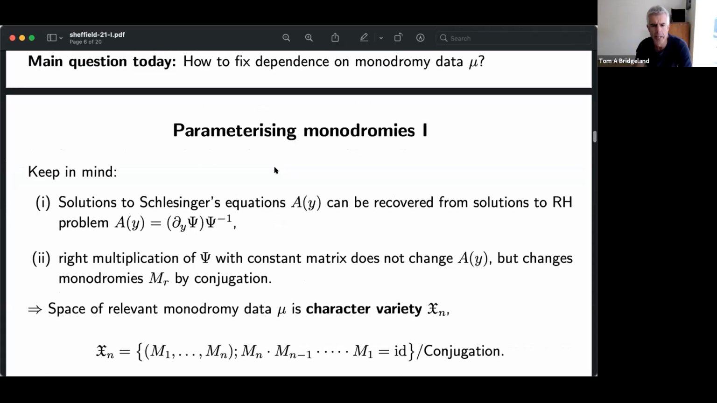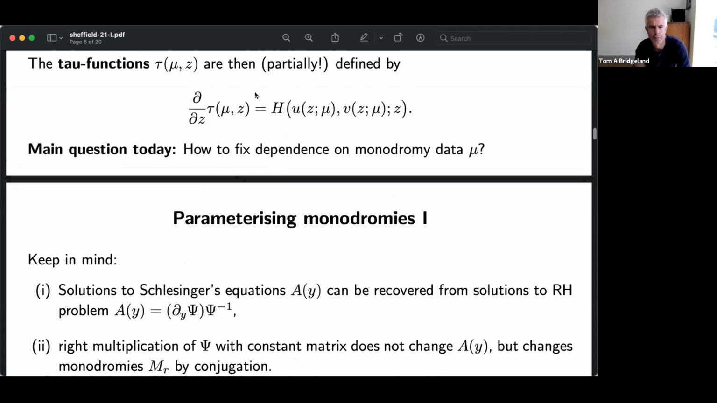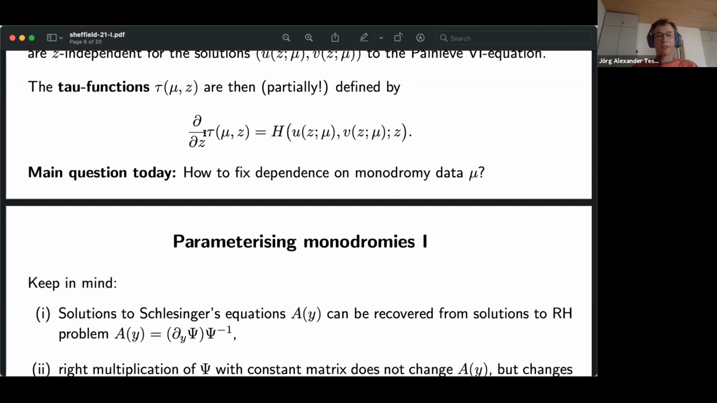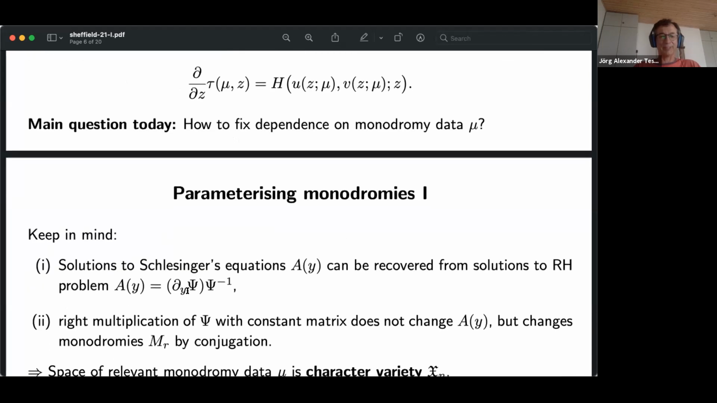Excuse me, should it be log tau or tau? Oh, I meant to write log tau. Yes, thank you. Of course, another typo. I should probably, before the slides go anywhere, have a go at fixing these typos.